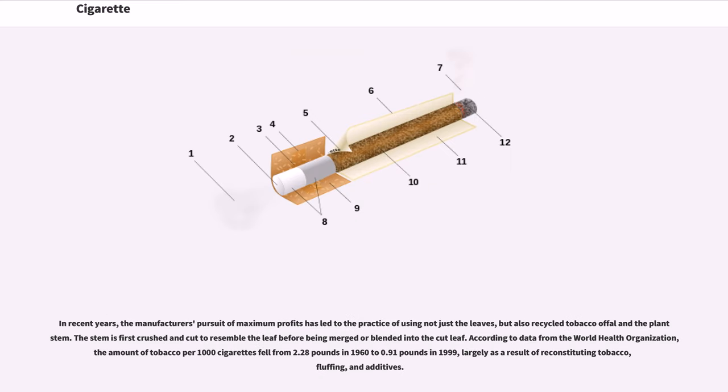In recent years, the manufacturer's pursuit of maximum profits has led to the practice of using not just the leaves, but also recycled tobacco offal and the plant stem. The stem is first crushed and cut to resemble the leaf before being merged or blended into the cut leaf. According to data from the World Health Organization, the amount of tobacco per 1,000 cigarettes fell from 2.28 pounds in 1960 to 0.91 pounds in 1999, largely as a result of reconstituting tobacco, fluffing, and additives.